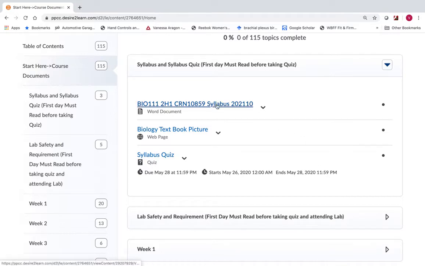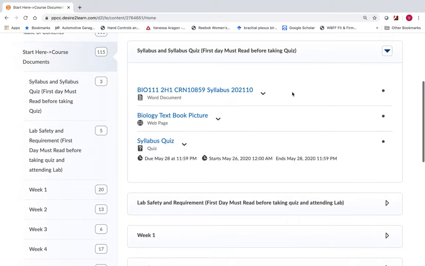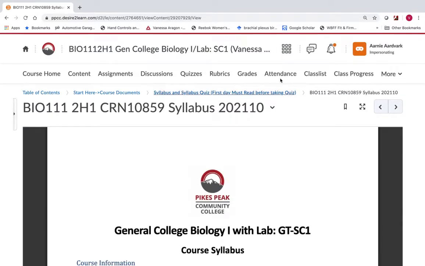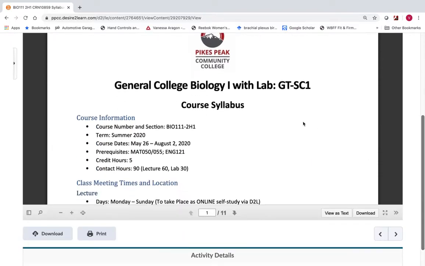So with that, you click into your syllabus. Everybody should have access to the syllabus. If you do not, please let me know. You can do one of two ways. You can click and open, or you can use the little drop down and do download. I don't want to download it. I already have it on my computer. So let's go ahead and open the syllabus this way.